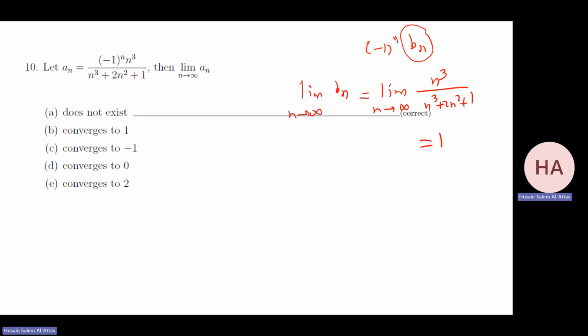this sequence does not converge. That means the limit does not exist, or the sequence diverges. If it is 0, then it will converge. If it is a value other than 0, or infinity or minus infinity, then it will diverge.